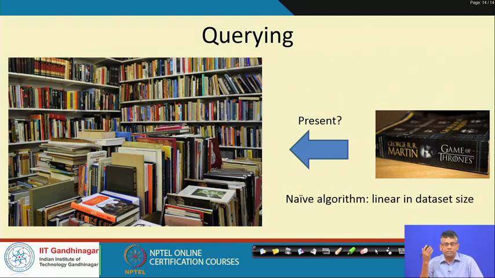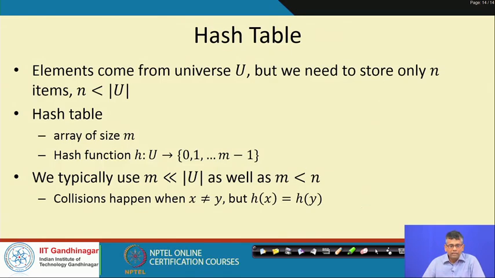Can we pre-process the data that we have to build a data structure, so that we are answering the query of whether any given element belongs to my data set in time that is much faster than going through the entire data set? And for this, we will construct a hash table. A hash table is at its heart a very simple data structure.